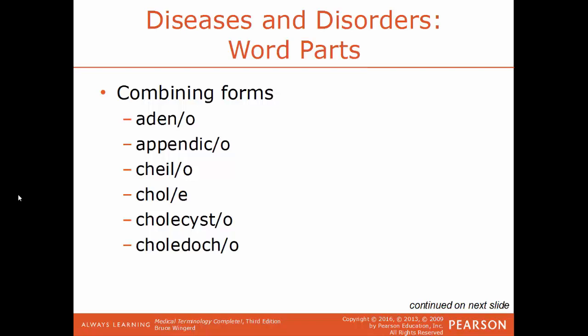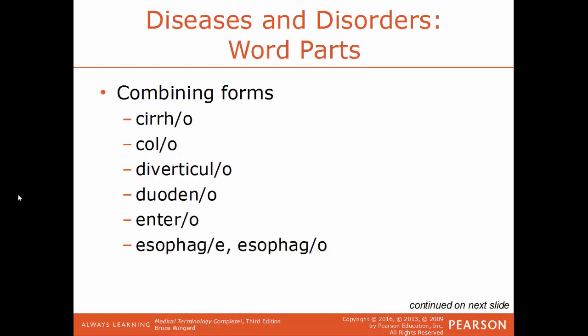Colodoco is a reference to the common bile duct. Cero is a reference to an orange or yellowish color. Colo is a reference to the colon. Diverticulo, a sac that originates from a hollow structure. Duodeno is a reference to the duodenum, the very first part of the small intestine. Entero is a reference to the intestines in general, but it's more commonly used to reference the small intestine.